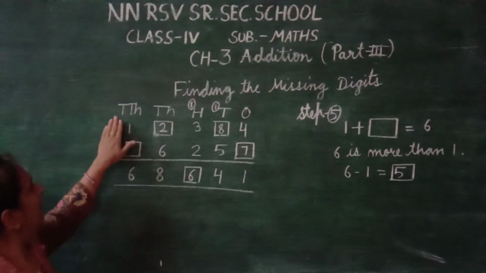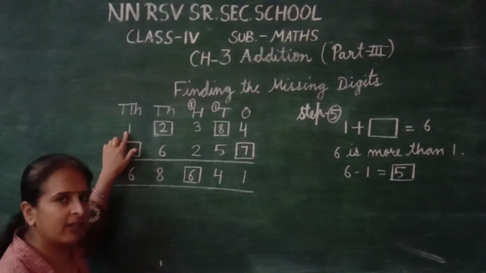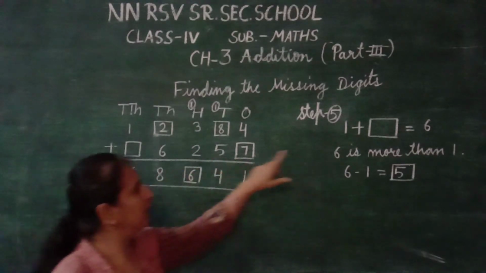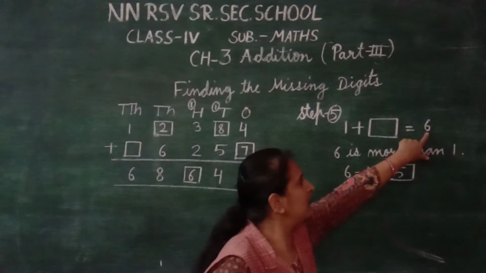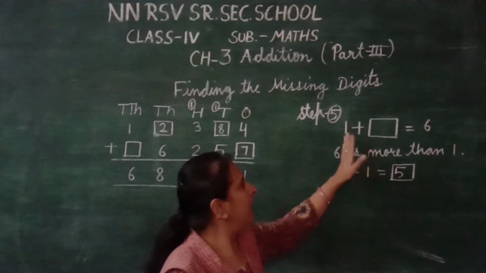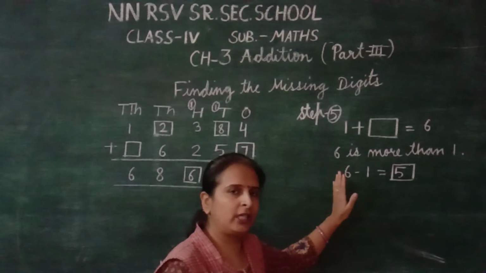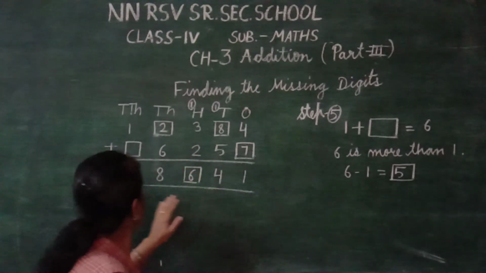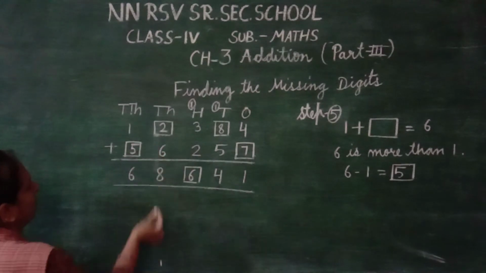Let's move to the 10,000 place. In the 10,000 place, the first addend is given, the second is missing and the sum is 6, and there is no carry over. 6 is more than 1, so we can do subtraction easily. 6 minus 1, the answer will be 5. So we put 5 in the missing place.